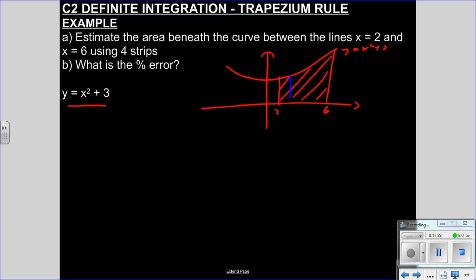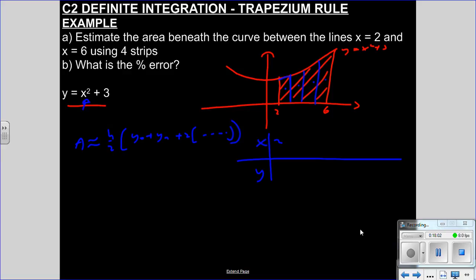Four strips means we've got four trapeziums: one, two, three, and four. So we need to know h first. We know our trapezium rule is roughly h over 2, first plus last y value plus two lots of everything else. In your exam, you're going to get a table with x and y values, and you need to know what the x's are. When x is 2, you get a corresponding y value of 2 squared plus 3, so that's 7.